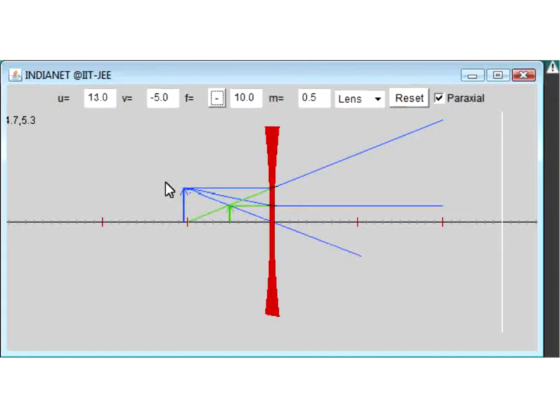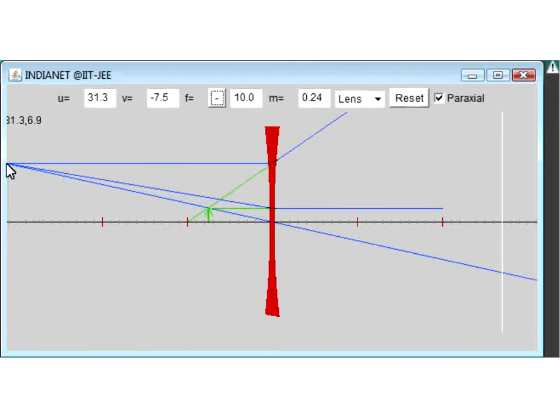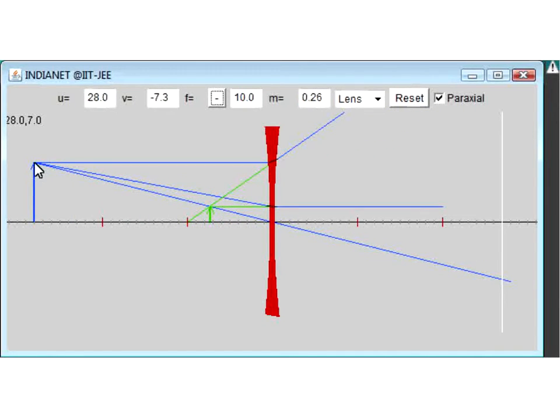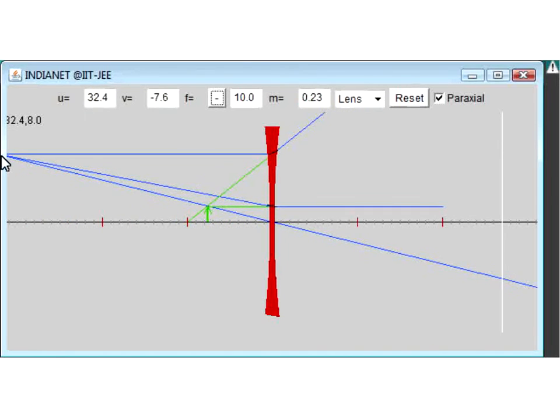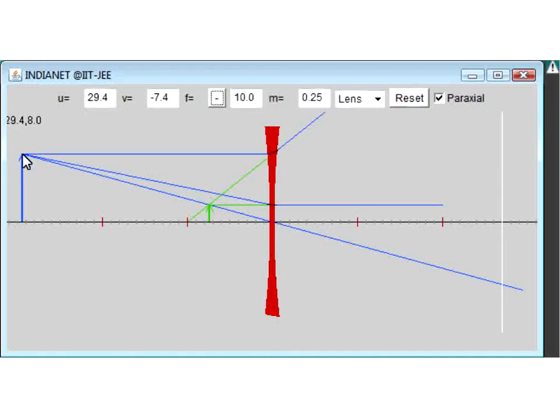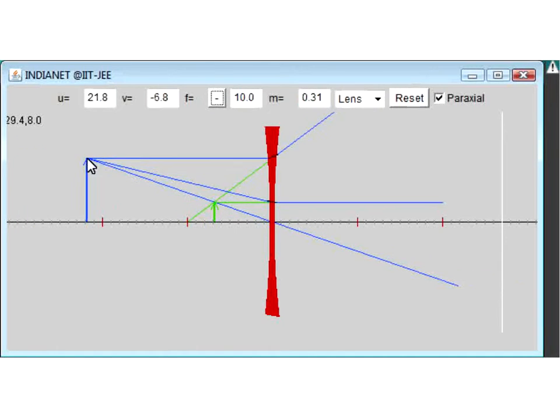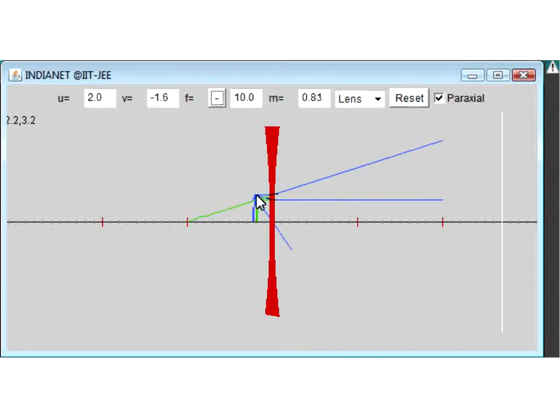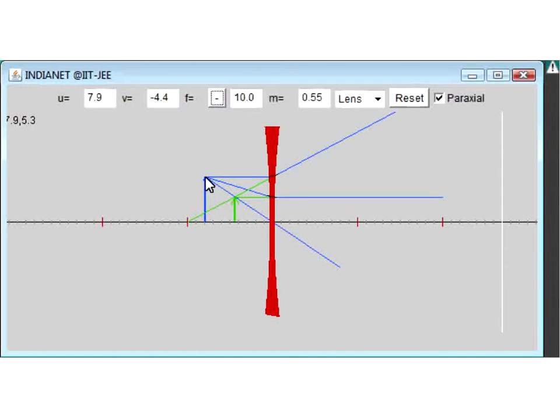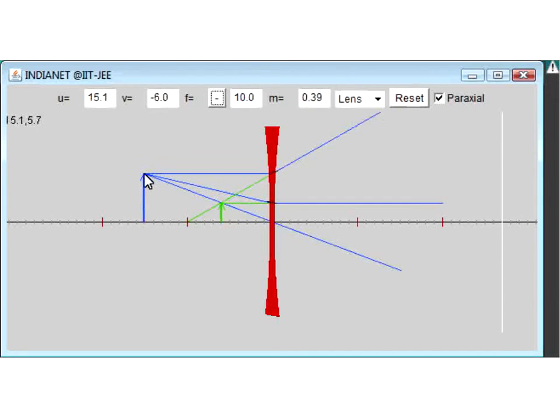And if I take the object to the left, the image also goes to the left. So velocity wise, they have the same direction. So only one case for concave lens, for a real object, of course.